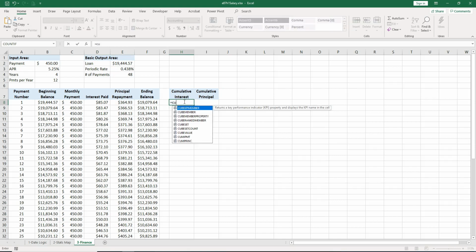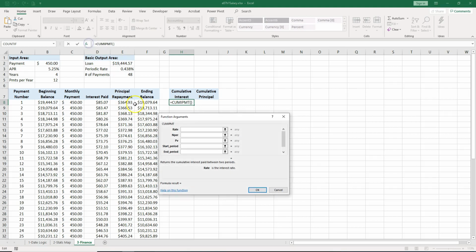But let's use this function, because there is a function CUMIPMT for cumulative interest payment. Okay, so let's double click on that. Let's get more help as usual. What is the rate? It's the interest rate. Remember, the interest rate should be periodic. So let's click on it. The rate is in a cell, so let's push F4 to lock it. Number of periods would be 48. Let's lock it with F4. PV, present value, so let's use negative, and we click the loan and we lock it with F4.